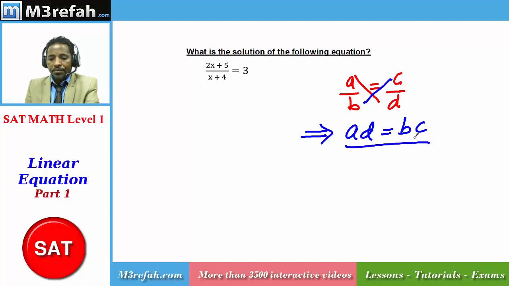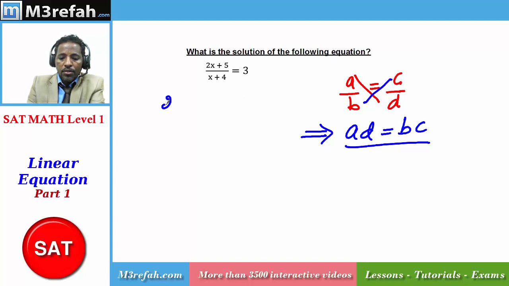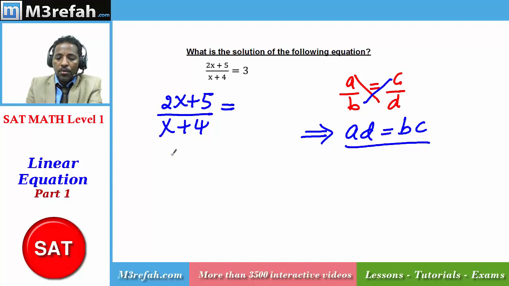Okay, so let's continue. You have (2x plus 5) over (x plus 4) equal to 3. The first thing you do is to write 3 as a fraction, the number A over B, where the denominator is 1. You have 2x plus 5 divided by x plus 4. This is the number written in the form of A over B. Try to do the same thing on the right side. 3 should be written as 3 over 1.